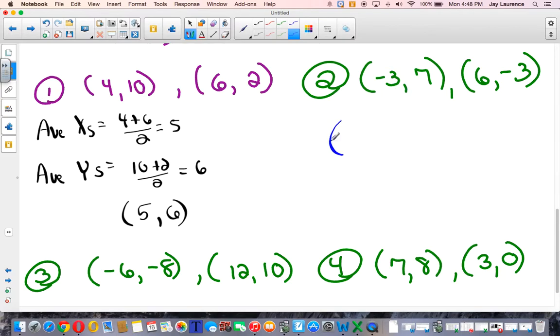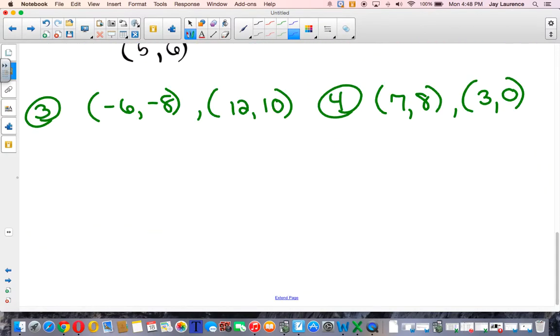The midpoint of number 2 is going to be 1.5 and then 2, right? Because 6 plus negative 3 is 3, divided by 2 is 1.5. 7 plus negative 3 is 4, divided by 2 is 2. So that's the midpoint for number 2. Midpoint for number 3, if you haven't done it yet, pause the video. Looks like it's going to be 3, 1. And the midpoint for number 4 looks like it's going to be 5, 4.